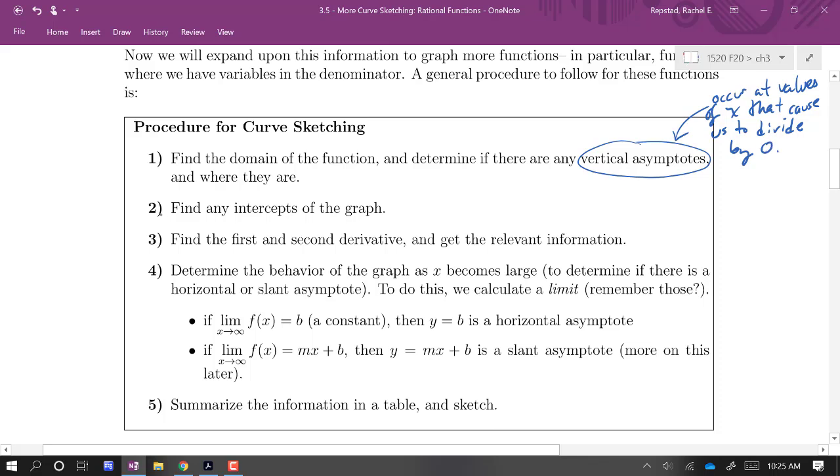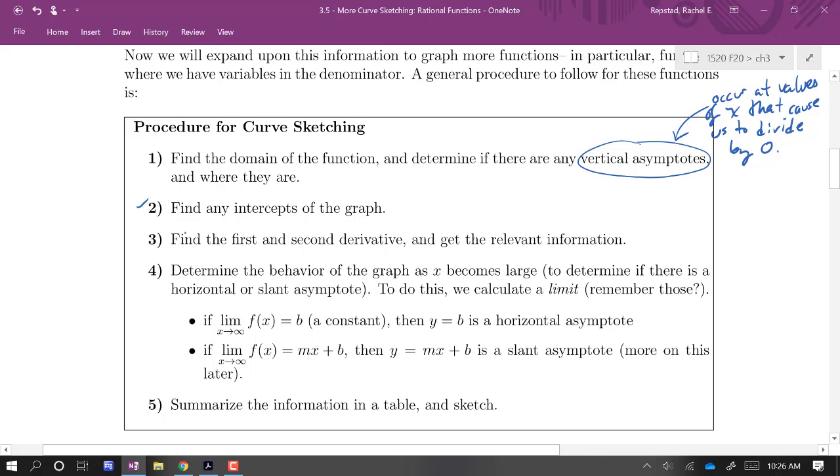We'll find intercepts of the graph. This we did in part 1. If it's convenient, if 0 is in the domain, you can always find the y-intercept. You just plug in 0. And then depending on what the function looks like and the algebra involved, it could be pretty convenient, not too much work, to get x-intercepts, if they exist.